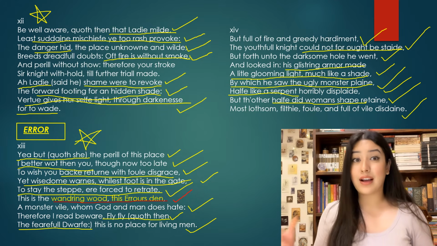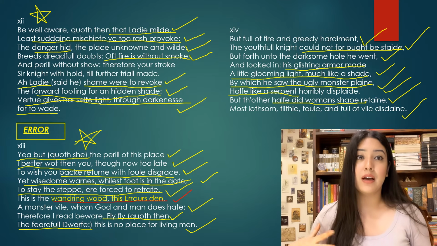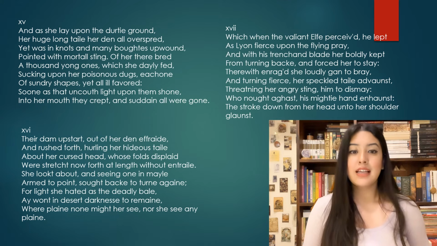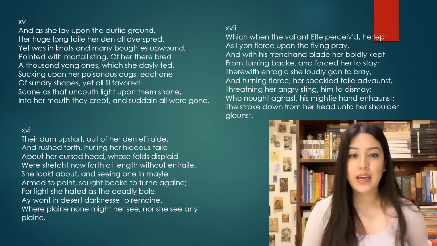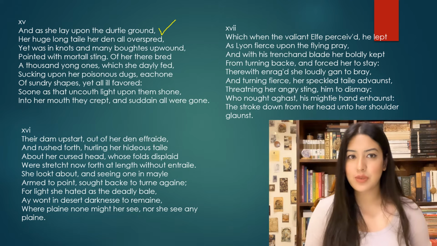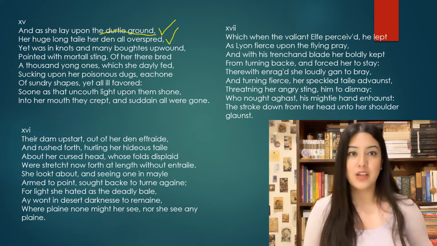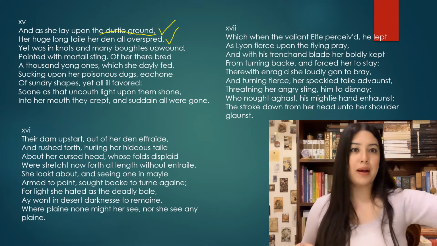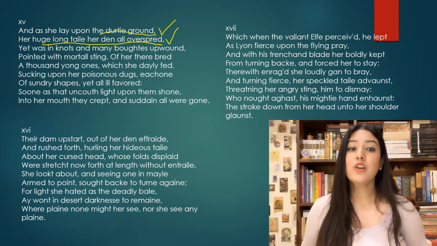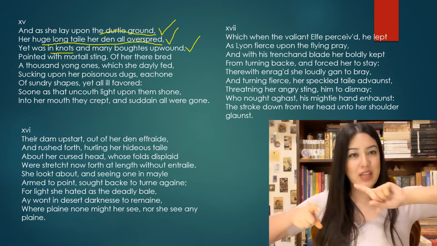So we have now encountered Error. Now let's see what happens when he comes face to face into conflict with Error. Now let's look at Error and her description. In stanza 15, "And as she lay upon the dirty ground, her huge long tail her den all overspread." So the ground was dirty, and her tail encompassed the whole den. It was that big. "Yet was in knots and many bouts upwound." So her tail was not a plain tail, it was actually in knots.